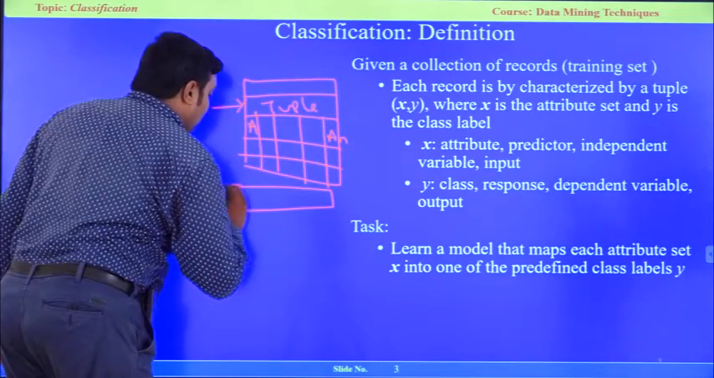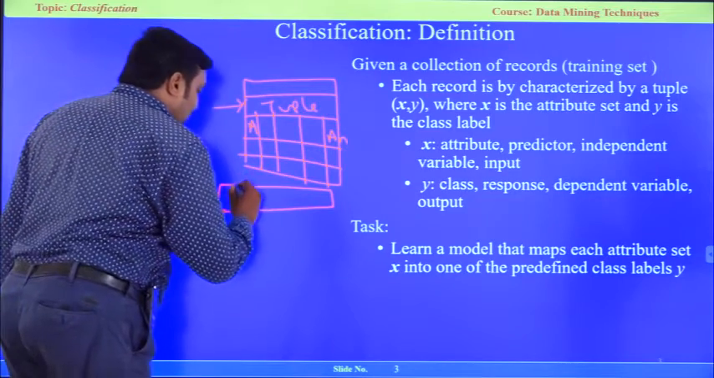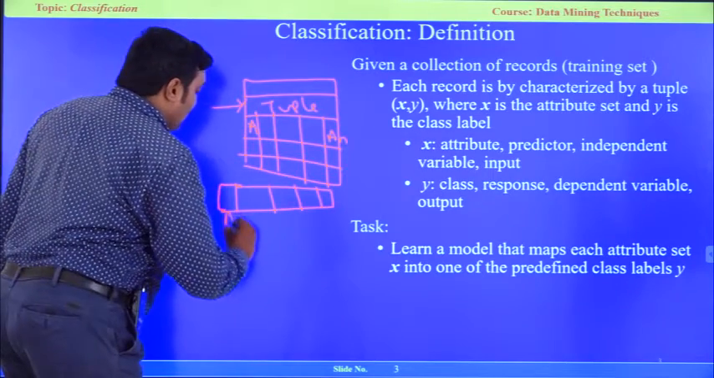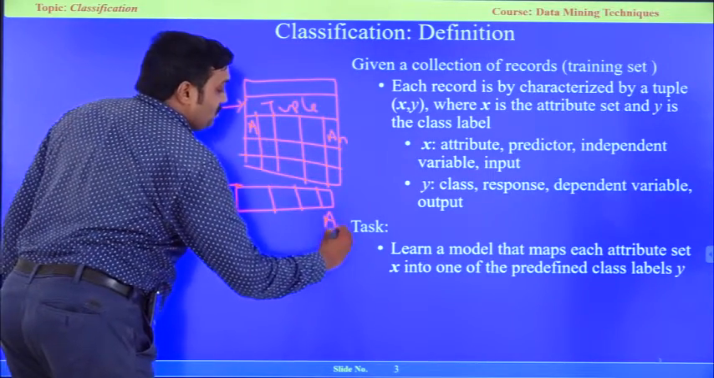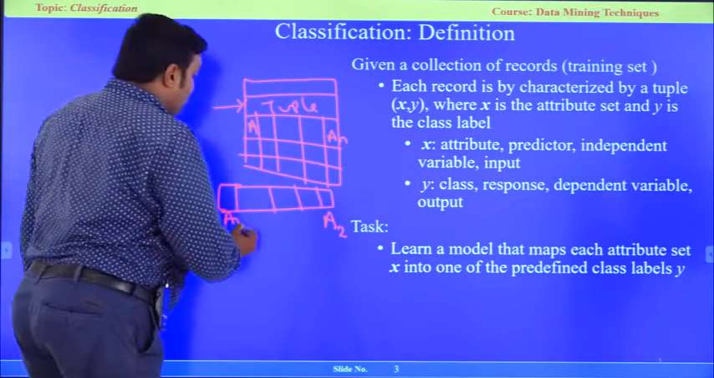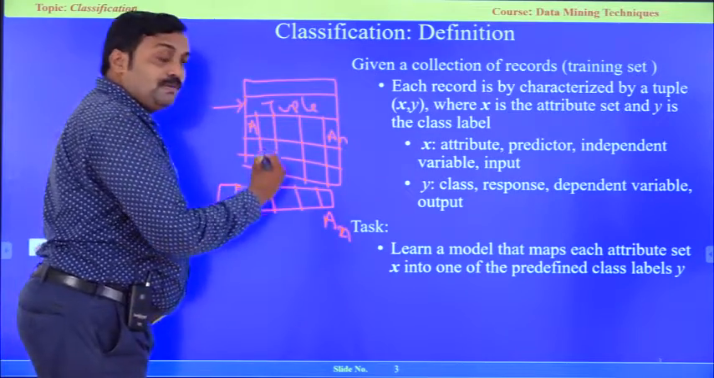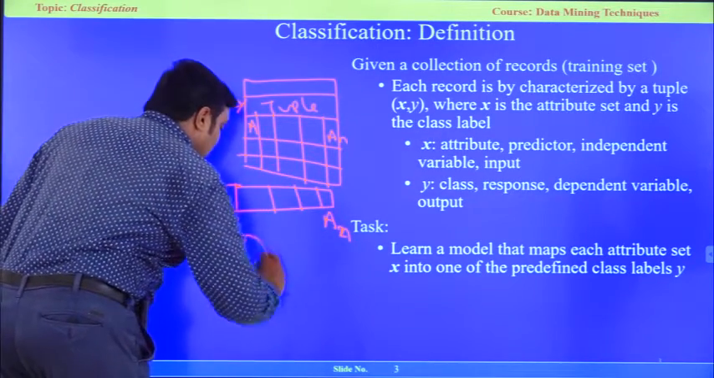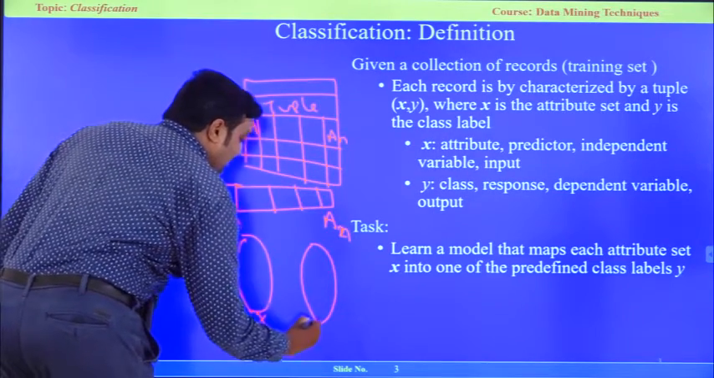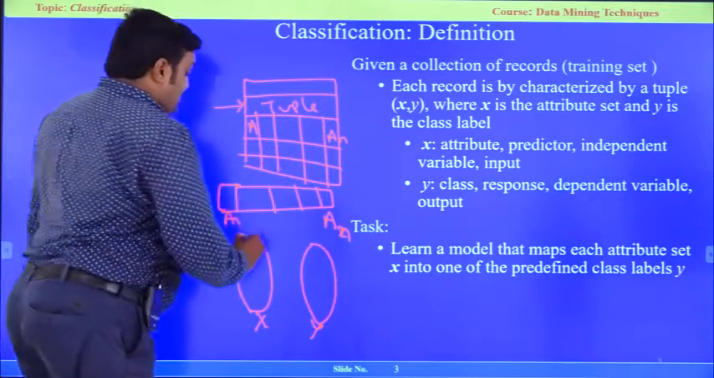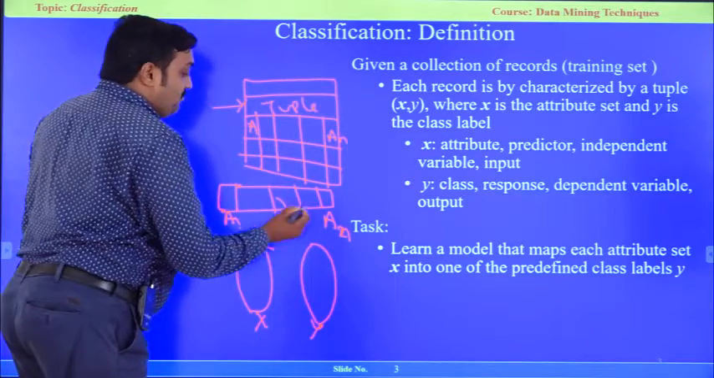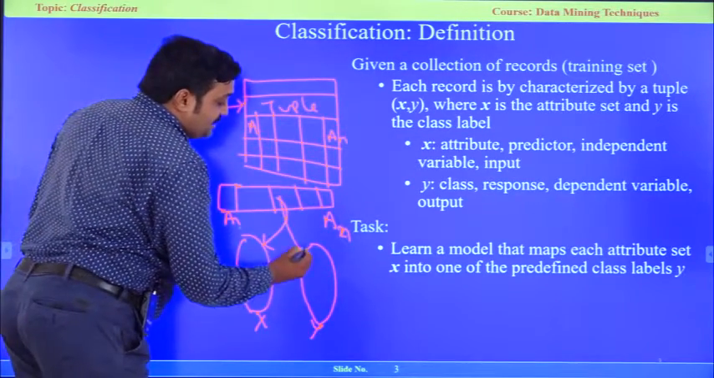For the definition, we are going to take one tuple or one record. Under that, there are n number of attributes, like a1 to an. Now, what we are going to do is split these n attributes, a1 to an, into two sets, set x and set y. Now, which attributes are we going to place in set x, and which in set y?